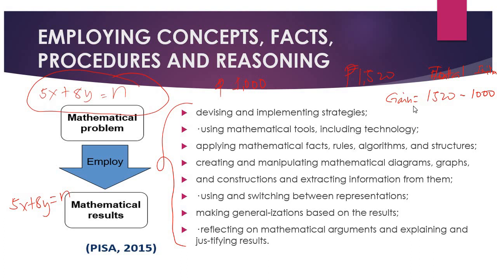Now, that is the mathematical problem. Now, what is the mathematical result for this one? This is really easy kasi it's just plain subtraction. Therefore, you know that your gain from your investment is ilan? 1,520 minus 1,000 is of course 520. And that is now your mathematical result based on your mathematical problem. Okay? Sige. Now, let's have the next one. So for the next one, we will have this.